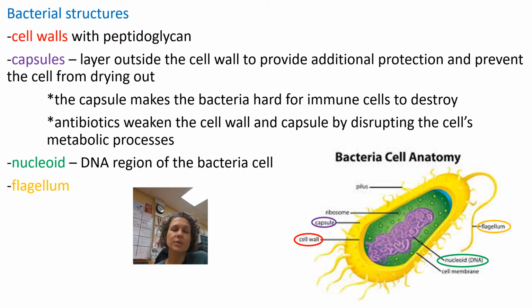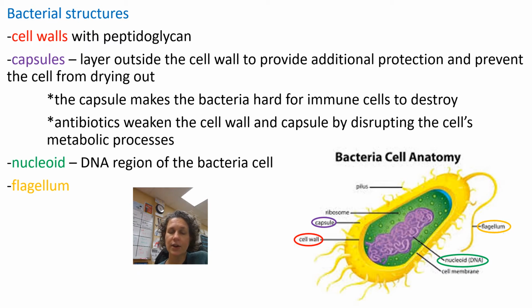Typically, the capsule is what makes bacteria hard for your immune system to destroy. So if you get a bacterial infection, a lot of times it can survive because your immune system can't get through the capsule, which is why you take antibiotics, and antibiotics will weaken the cell wall, weaken the capsule, and mess up what the cell is doing metabolically, like the energy it's getting, stuff it's breaking down. So then your immune system can get in and destroy it.